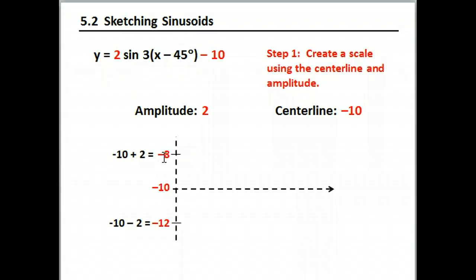In order to find our upper and our lower values, we're going to take negative 10 and add our amplitude, which is 2, and we will get a negative 8. Down here, we will subtract our amplitude, which is 2, and we will get a negative 12. So we have our middle line here, our center line. We have an upper value of negative 8 and a lower value of negative 12.